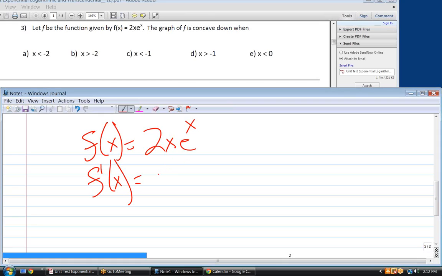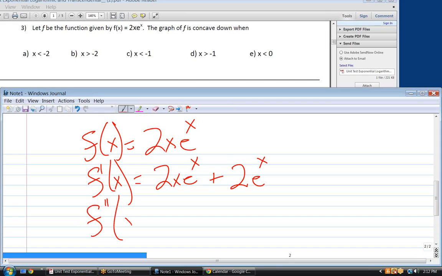So the first one, we'd have 2x e to the x, because we'd leave the 2, plus e to the x, because the 2x goes down to... oh, it goes down to 2, so 2 e to the x. Okay.